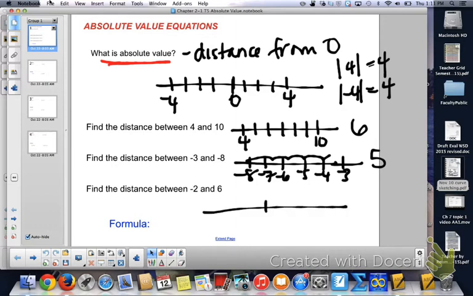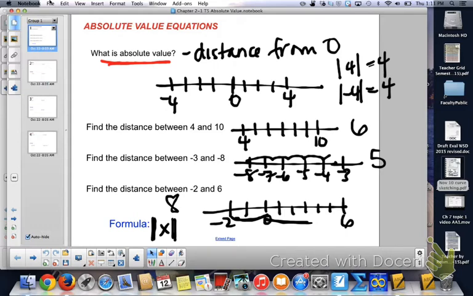The distance between negative 2 and 6 looks like this. So you have the 2 to get to 0 and then 6 more. So we have that distance is 8. Okay, and how that's written is the absolute value of x. Okay, absolute value is a distance from 0. It's the absolute value of x.